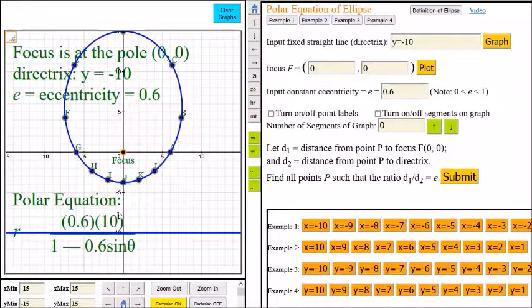And then we could also have the type where the directrix is below the pole. Again, to generate the points on the ellipse, the distance from the point to the focus, or to the pole, divided by the distance from the point to the directrix, must be equal to the eccentricity of 0.6. Obviously, if we change the eccentricity number, then we get a different ellipse. The 0.6 is the eccentricity, and then we take the absolute value of this negative 10, which is 10.